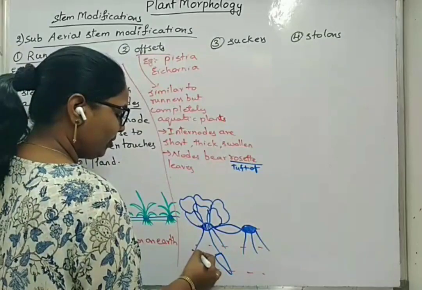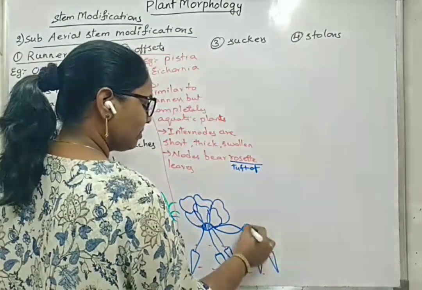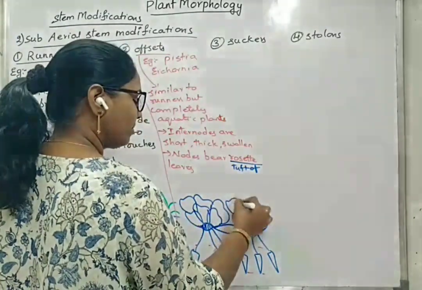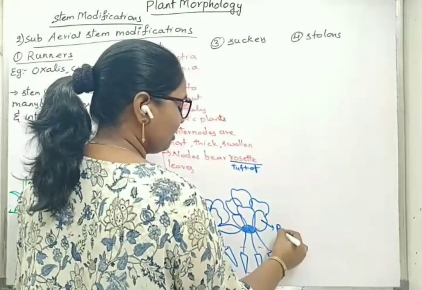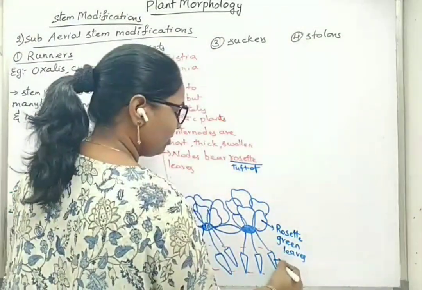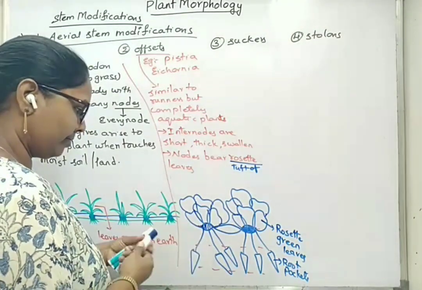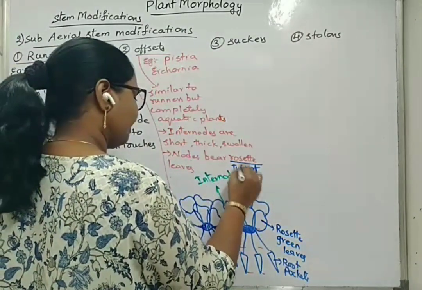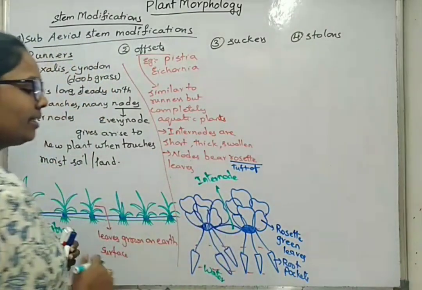Here in case of offsets we see root pockets. Rosette, green leaves, root pockets, internode that is swollen, and these are roots. This is water inside the water.